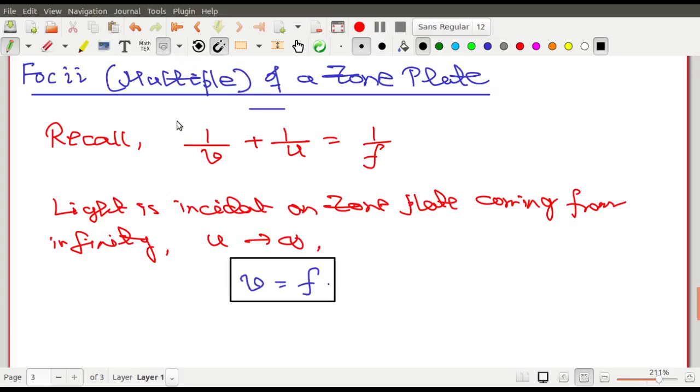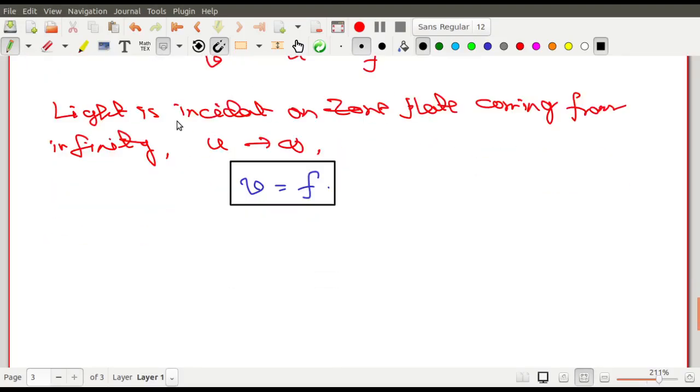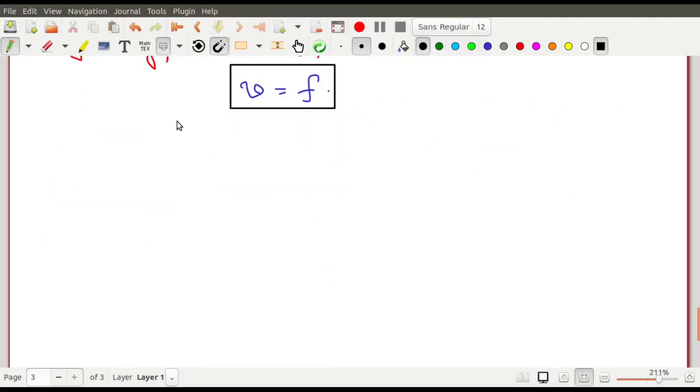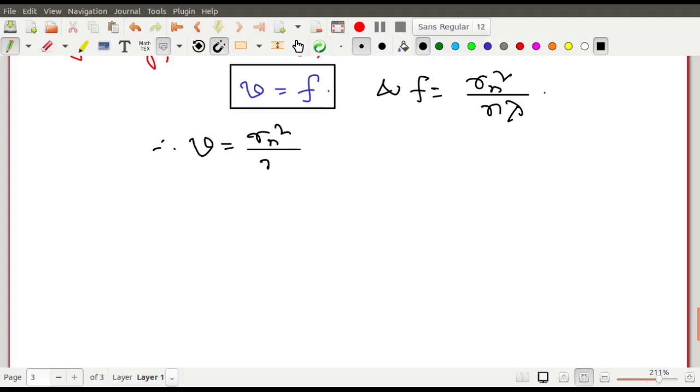So from here it is understood that the image will be formed at the focal point. So you understand that the image is produced at the focal point, right? And we also know that this f turns out to be Rn square by n lambda. So we can safely write that your v comes out to be Rn square by n lambda.